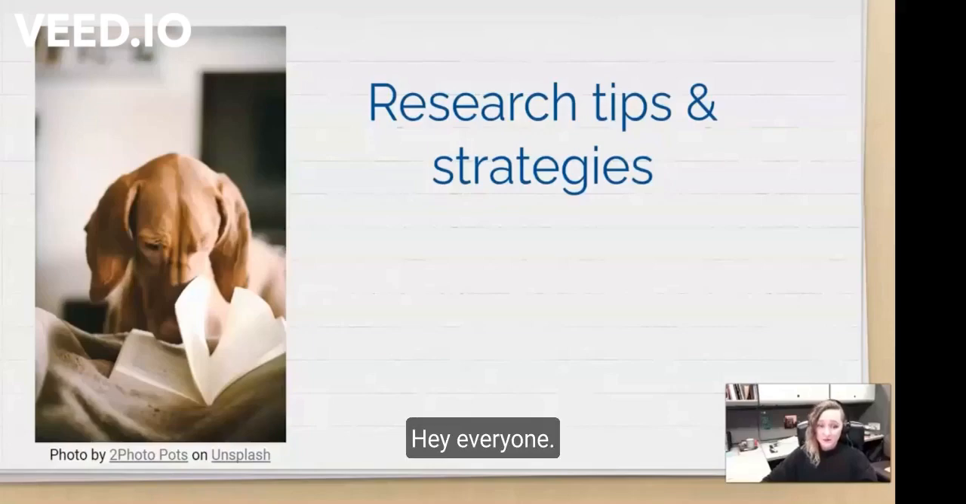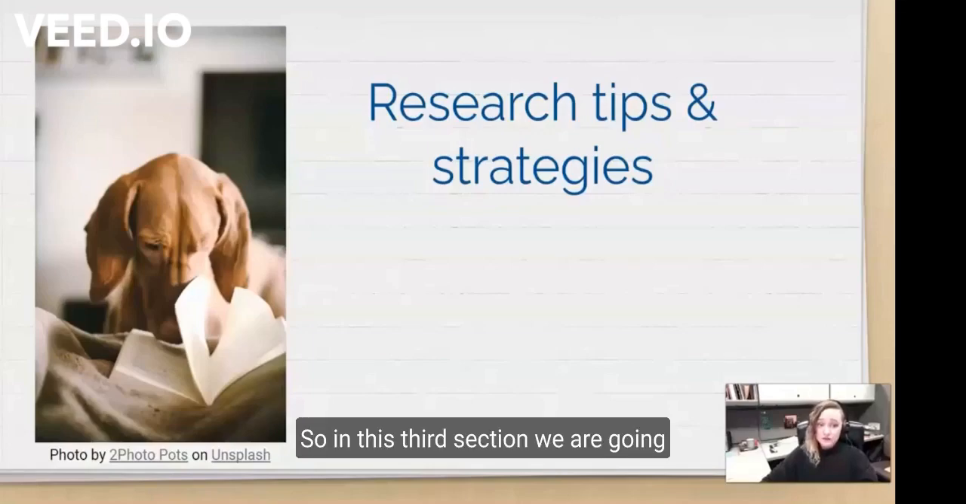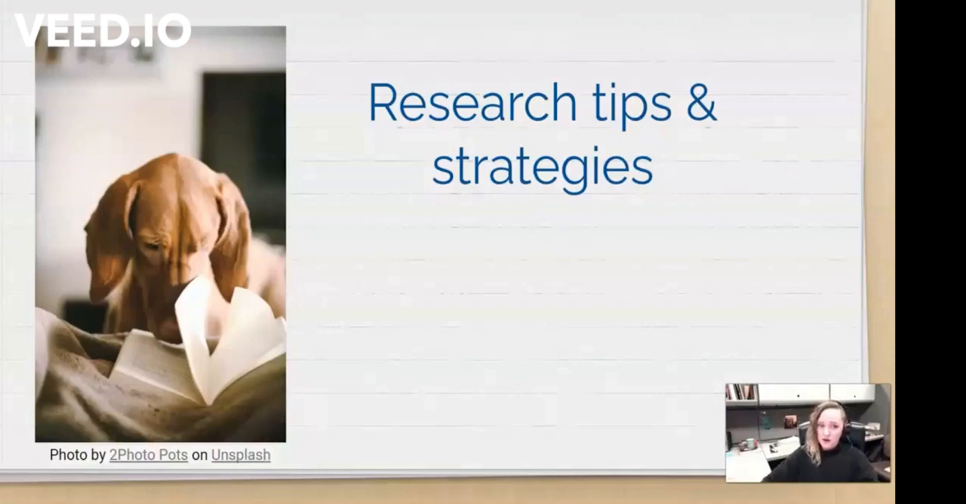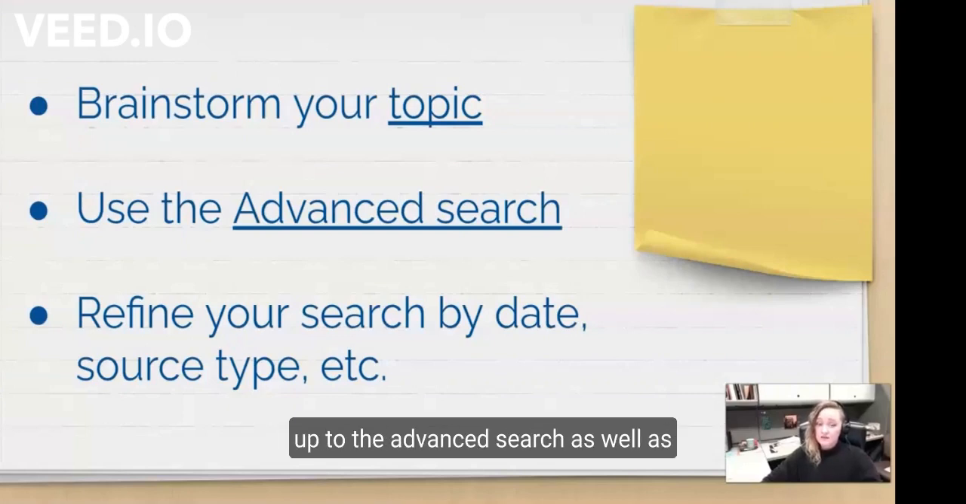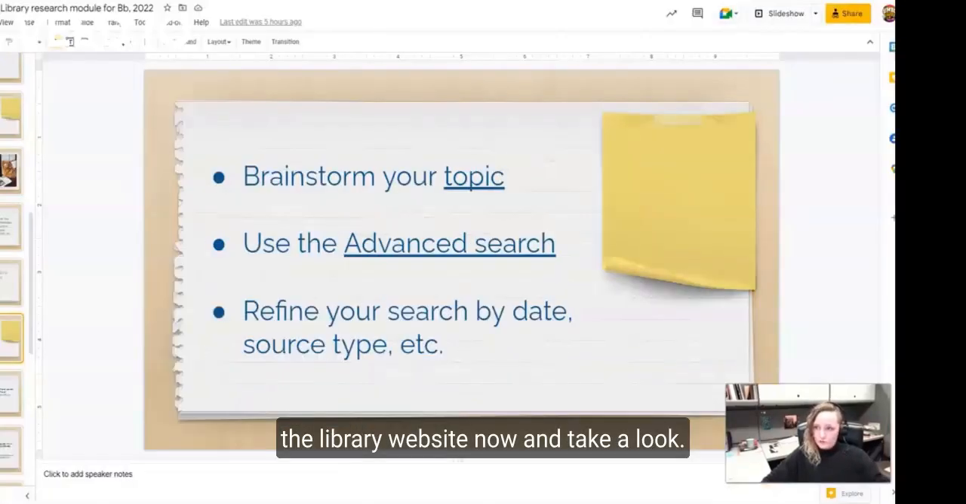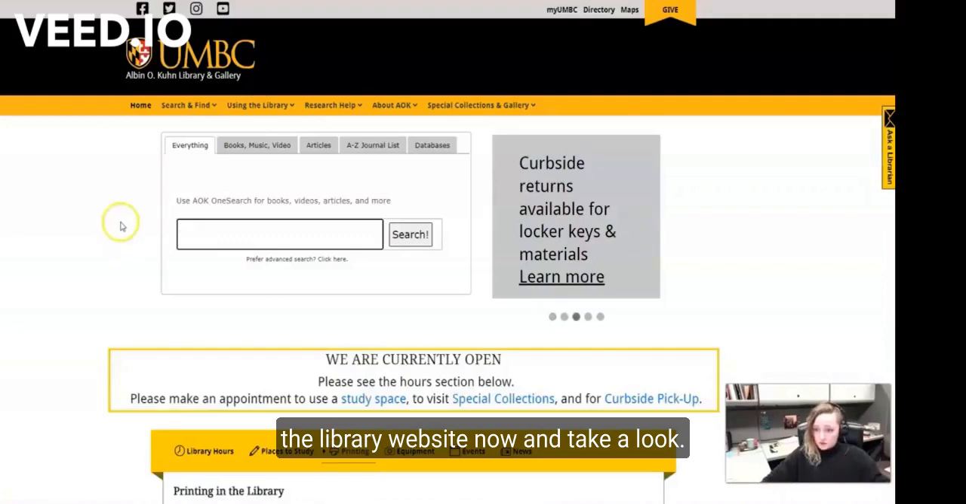All right. Hey, everyone. So in this third section, we are going to put together everything that Erin has shown us to dig into the academic research process. We are going to brainstorm our topic further based on how our research develops and work up to the advanced search as well as other tools to get the most relevant results. So we're going to head on over to the library website now and take a look.